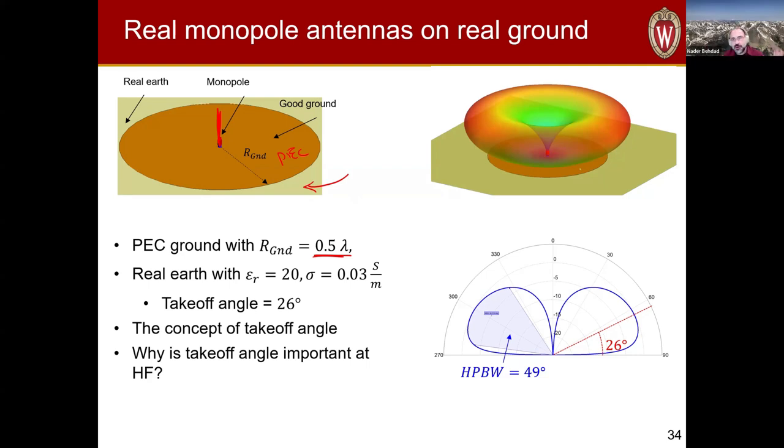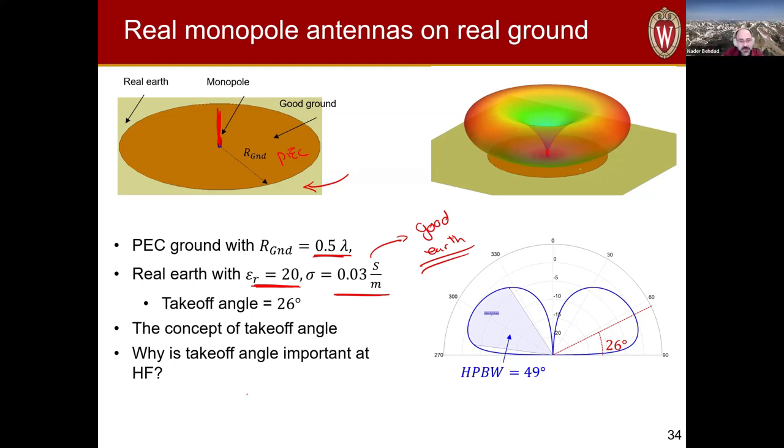Depending on where you are and what the composition of Earth is, you have a given dielectric constant and you have a given conductivity. And so in this particular case, I'm assuming that this Earth has a dielectric constant of 20 and a conductivity of 0.03 Siemens per meter. So this is what we call good Earth. So good Earth in the context of HF applications, right? So the conductivity is high enough that this is actually not too bad, right?